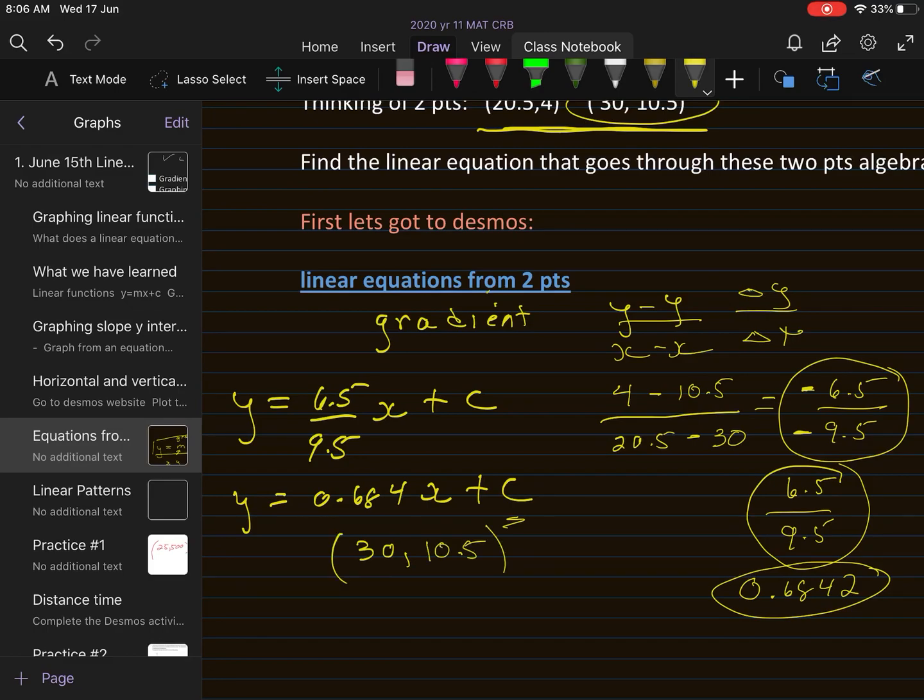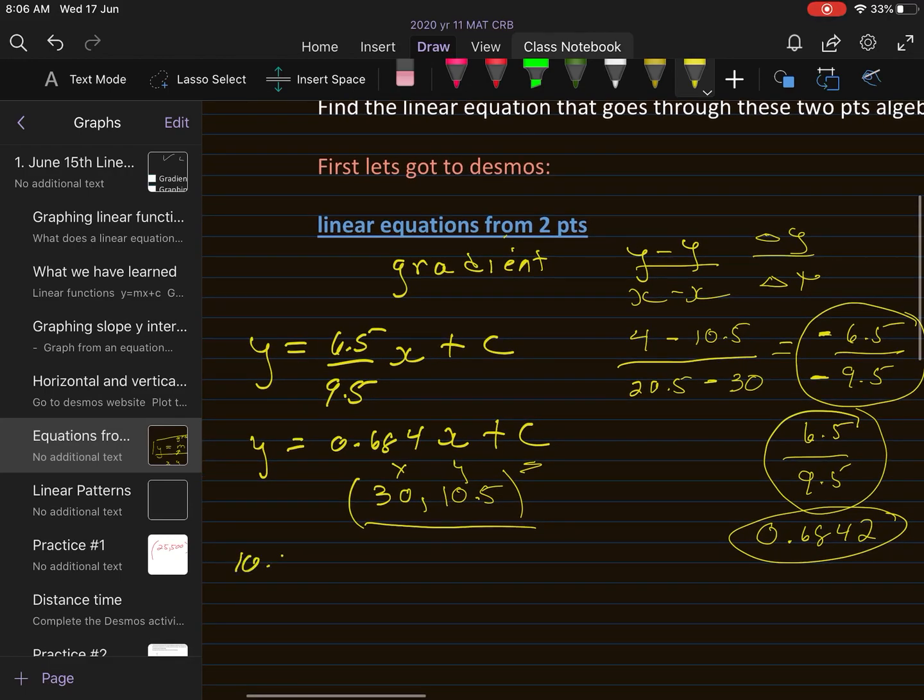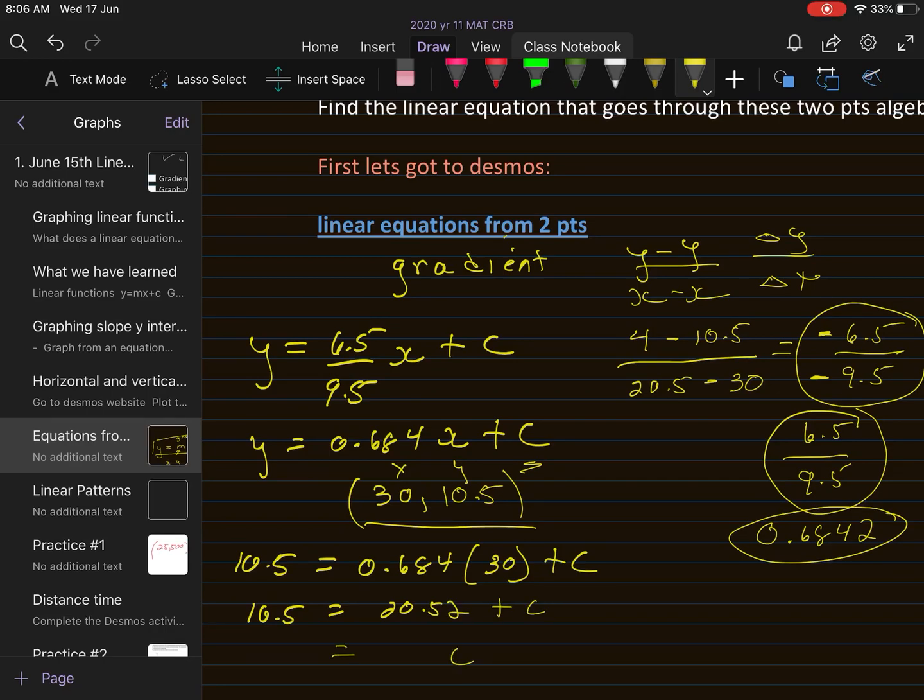So 10.5, I'm going to substitute that point. Here is x, here's y. So y becomes 10.5 is equal to, I don't know if you want to use the fraction or the decimal, I'm just going to use the decimal. It's going to be a little off, but it'll be close. I'm going to substitute in the x plus c. Now, 0.684, if I leave it as 0.684 and multiply that by 30, it's going to give me approximately 20.52. So 10.5 is equal to 20.52 plus c.